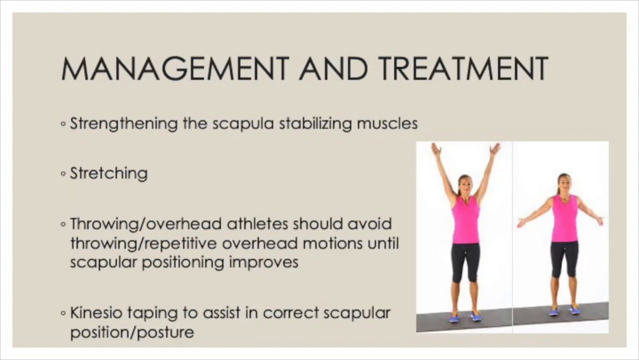Management and treatment. For scapular dyskinesis, the most important thing is strengthening the muscles that stabilize the scapula. Stretching is also important. Since people with scapular dyskinesis are so predisposed to other shoulder pathologies, they should avoid throwing or repetitive overhead motions until their scapular positioning improves. Kinesiotaping is also a good technique to help assist in correct scapular position and posture.